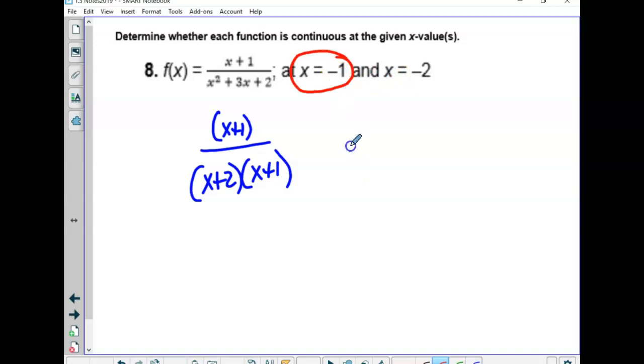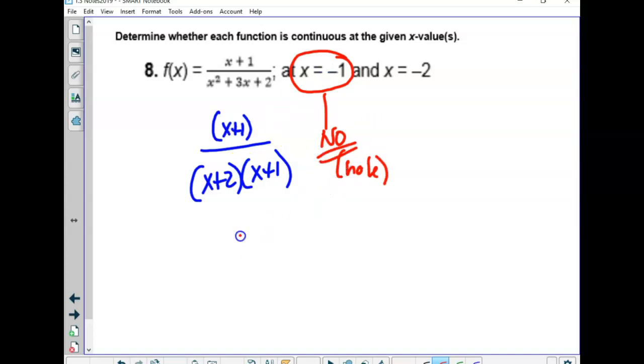No, you'd actually get 0 over 0. Does anybody remember what that means? It's a hole. So it is, no, it's not continuous. And it would actually be a removable discontinuity, it's called. I'll just write hole. But it's just no.